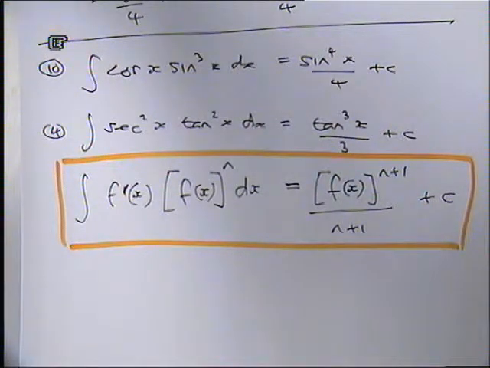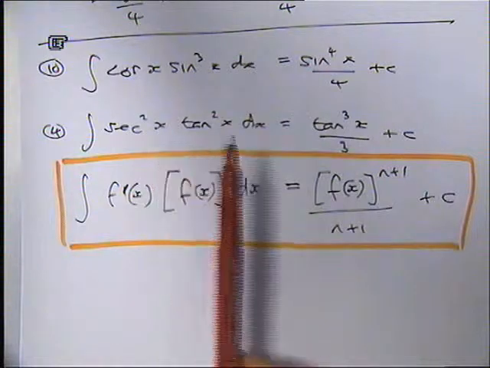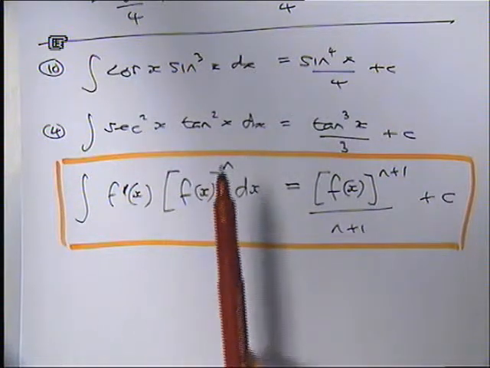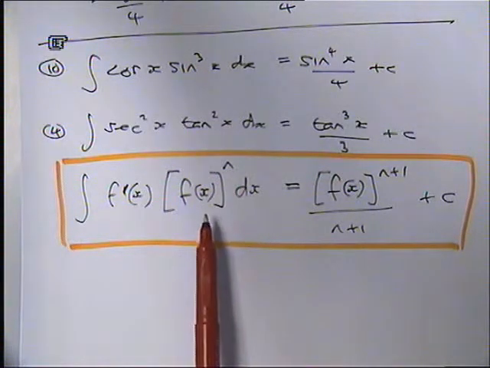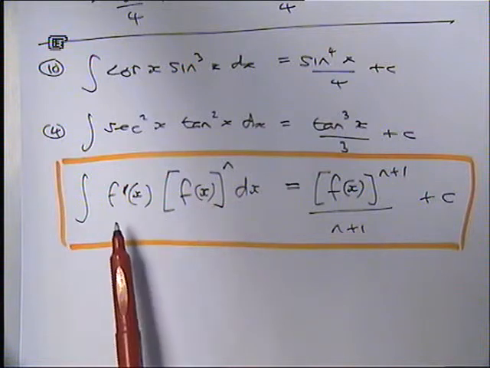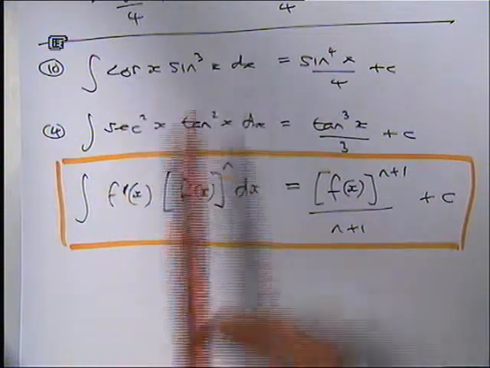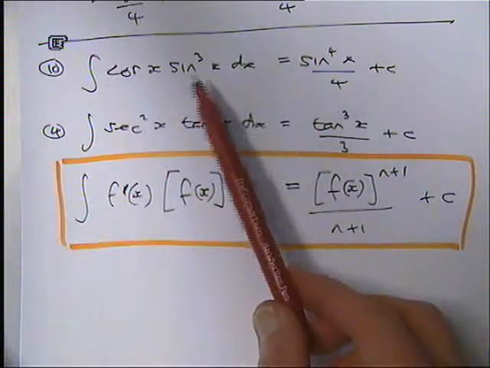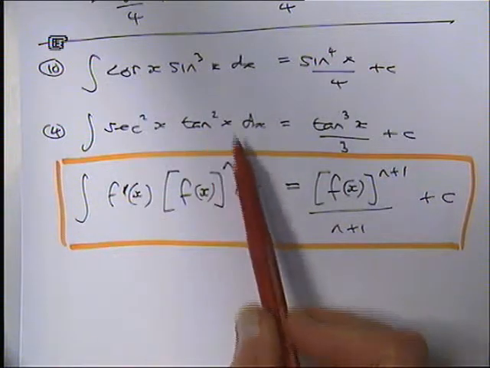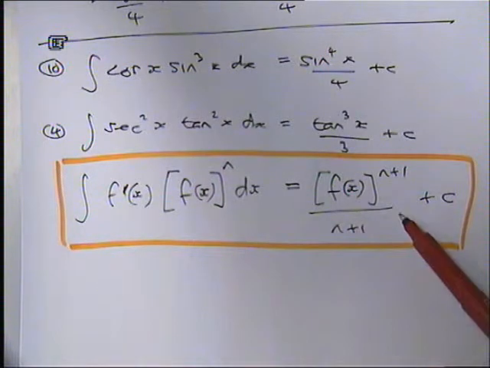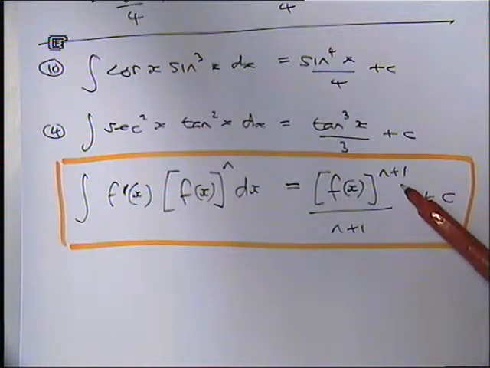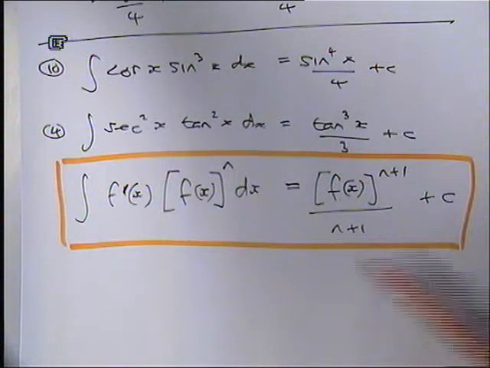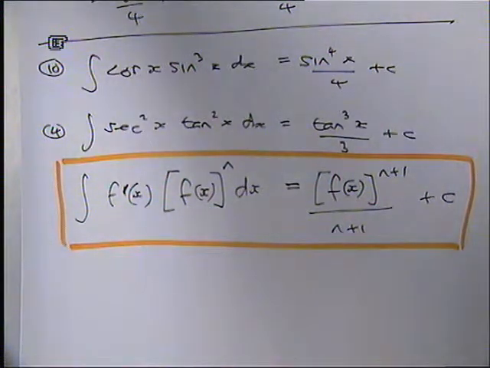If you have a product, basically two things multiplied together, one of them is a function of x with a power on it, and the other one is that same function's derivative, which both of those were there. The top one, my function was sine x, bottom one, my function was tan squared x. Then on the right hand side, it is that function to the increased power divided by that new power with your plus c. Okay. And again, that's a very useful formula to remember.